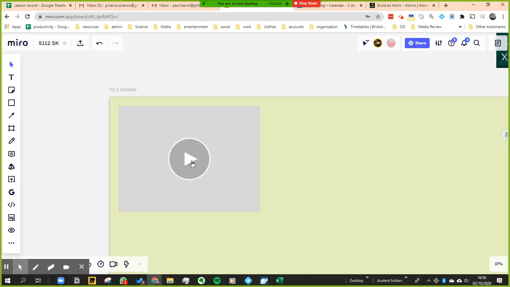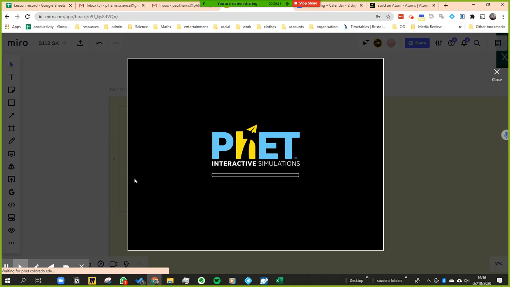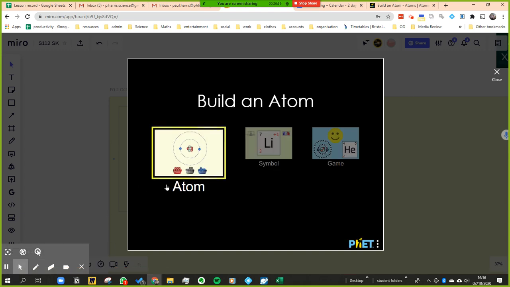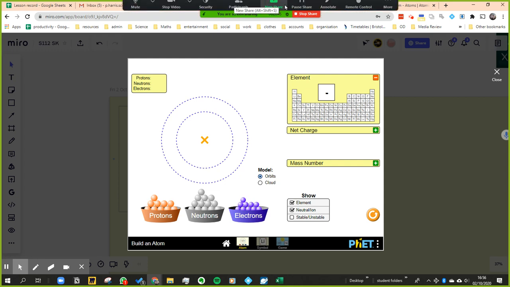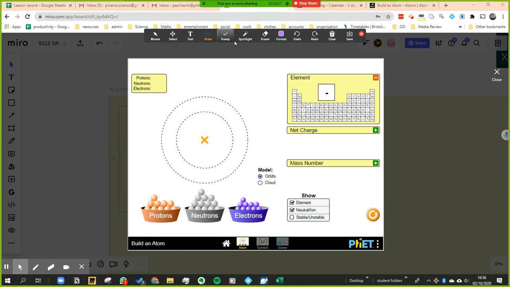Okay, so we're going to have a quick look at the atomic structure. If we go into this simulation and click on the atom, we're going to try to make lithium. Lithium is a pretty good element to study. A bonus question might be for you to try to work out throughout the video why I've chosen lithium of all the elements I could have chosen. But I might answer that at the end of the lesson.